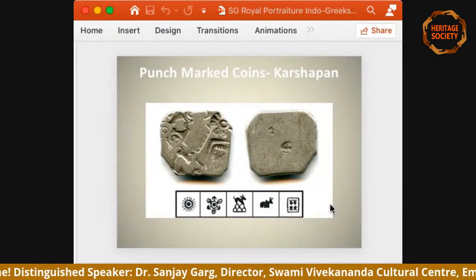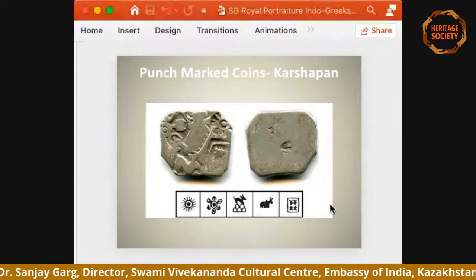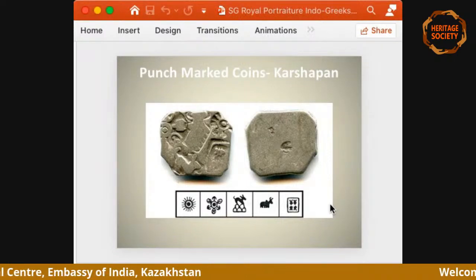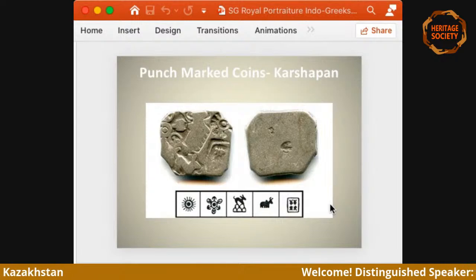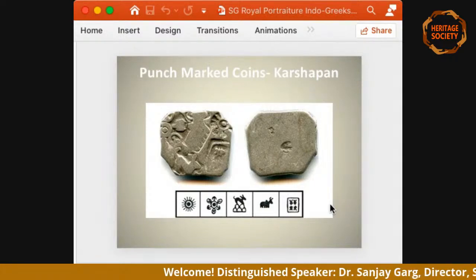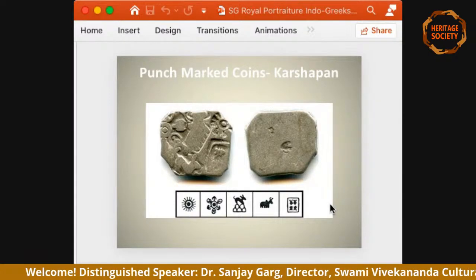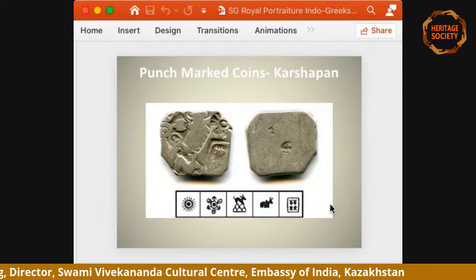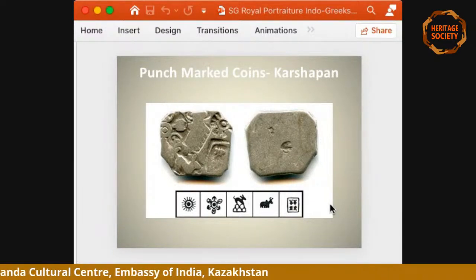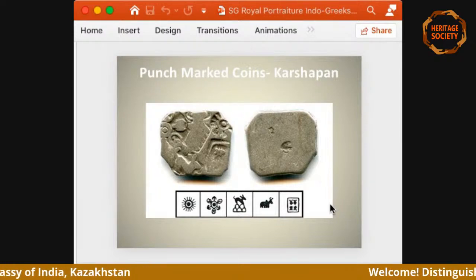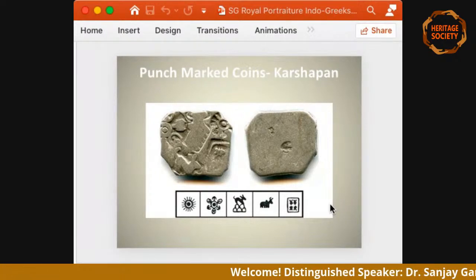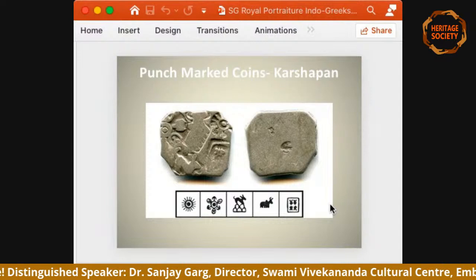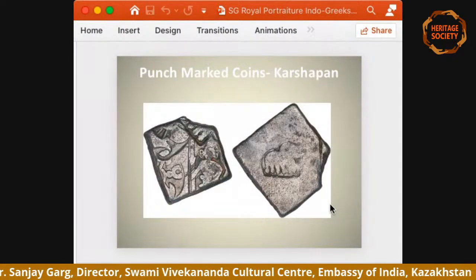Various types of symbols were used on these coins, ranging from animals, reptiles, birds, flora and fauna, and various other symbols. We really do not know what these symbols actually meant or signified, and different scholars have interpreted them as Buddhist symbols or Zoroastrian symbols or Tantric symbols. I'm not going to go into detail of that. But the point that I'm making here is that the earliest coins of India did not have any human element except in a very few cases like this one.